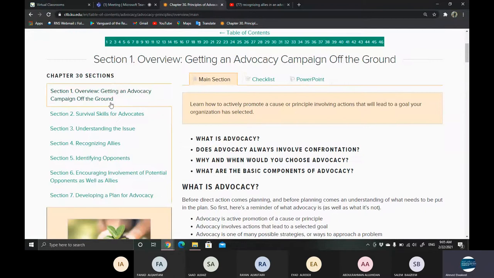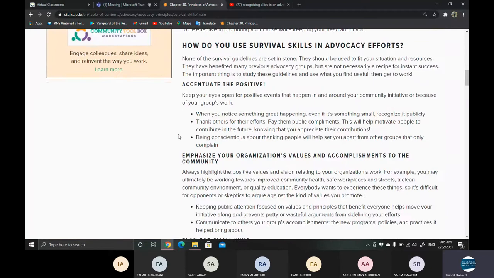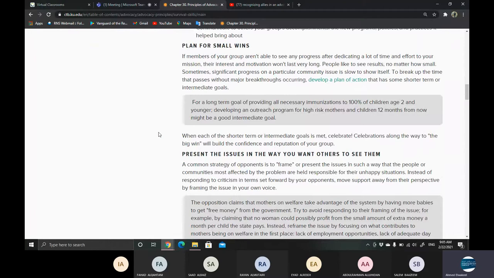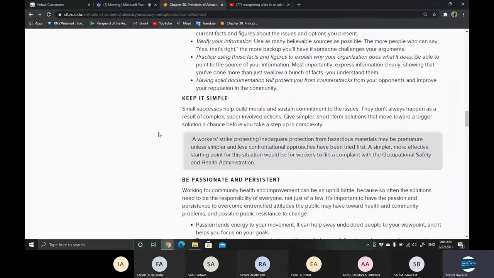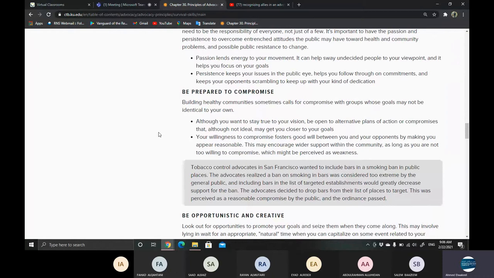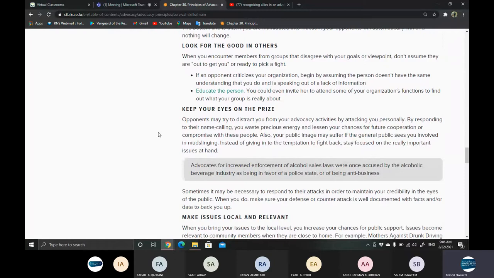And also, we have spoken about other important skills that you need while performing an advocacy campaign. Including those skills, we have spoken about how to make a major plan for big things and another plan for small wins. We have spoken about how to present the issue, how to develop your own public identity and check the facts, and why you must keep it simple, and must be passionate and persistent. We've spoken also about how to be prepared and the ability to be opportunistic and take any opportunity and change it into your favor. And also, you must be creative and stay on the course till the end, with all the skills we have spoken about.